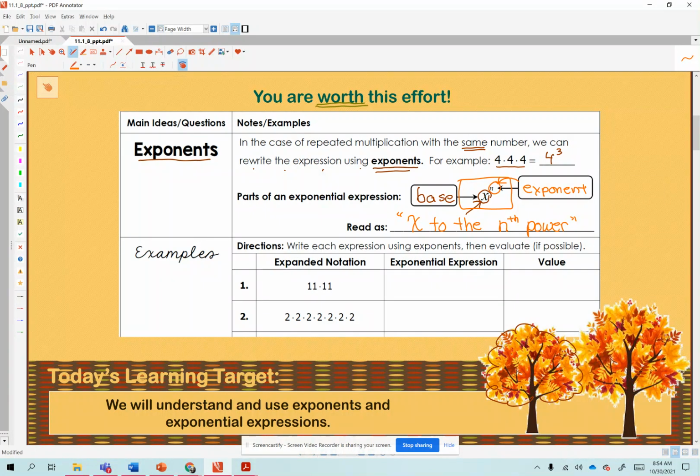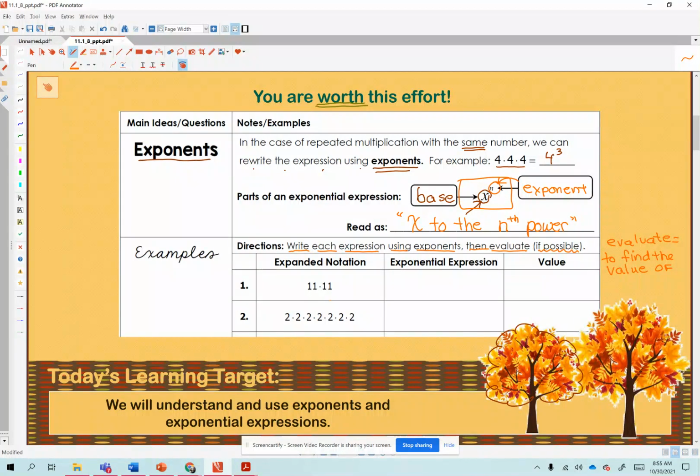Let's see what they're asking us to do. We are asked to write each expression using exponents, then evaluate if possible. Okay, so that tells me perhaps some of them we cannot evaluate. So remember, evaluate means to find the value of. We've used this before, but it is always good to repeat and remember: to find the value of something, to find its numerical worth.